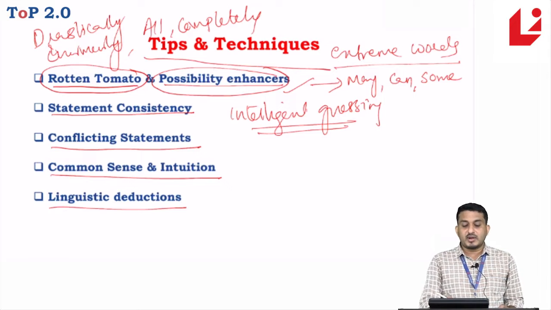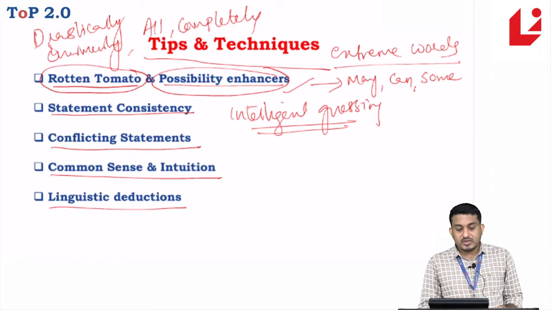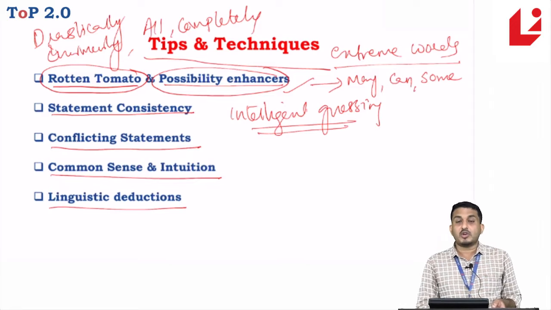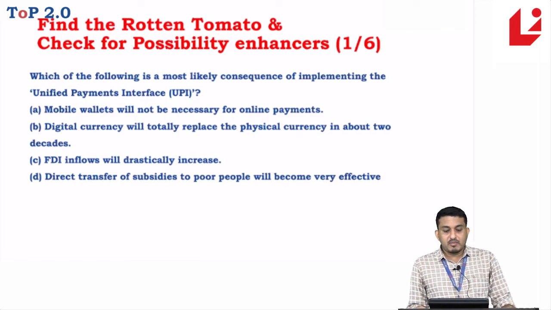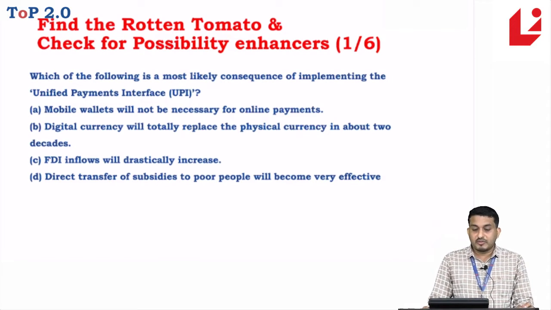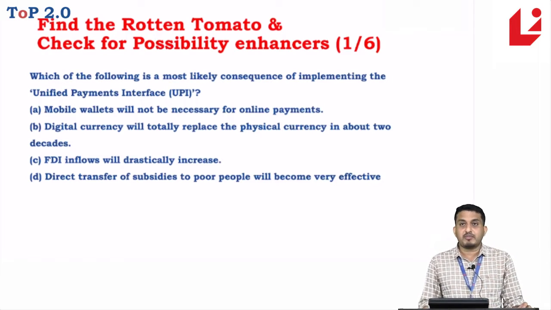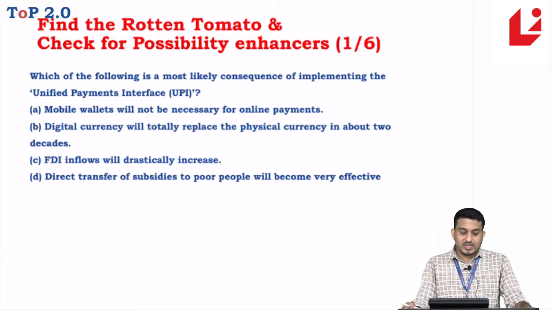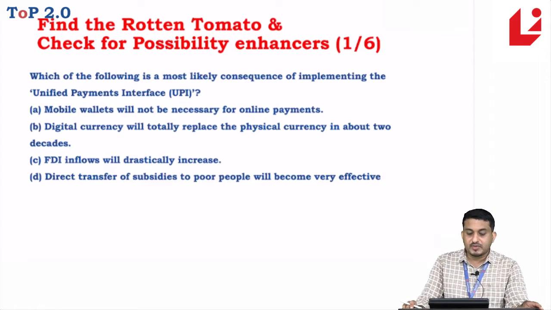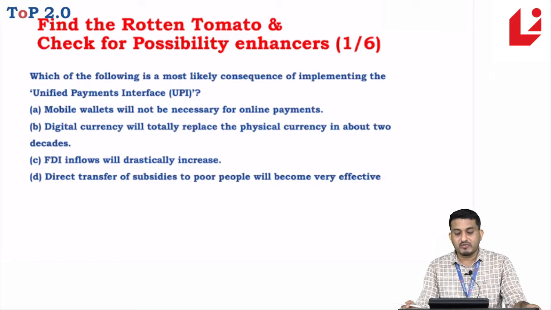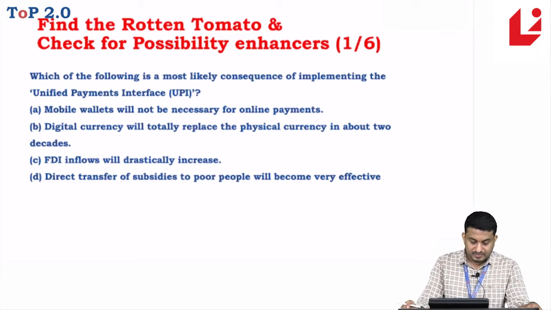Now we shall do certain examples with respect to the first technique, rotten tomato and possibility enhancer. The first question: which of the following is a most likely consequence of implementing the unified payment interface? Now you read the question, and if you see option D, what is option D? Direct transfer of subsidies to poor people will become very effective.